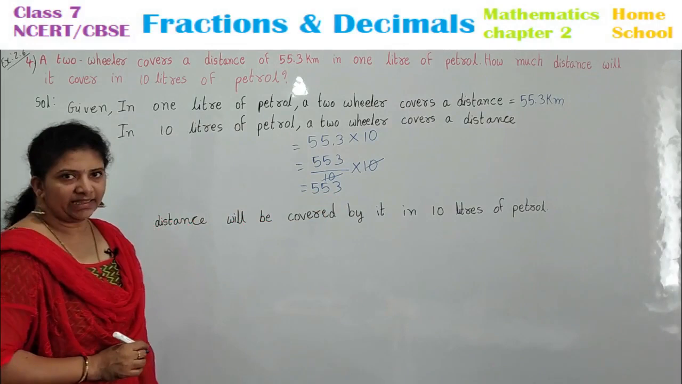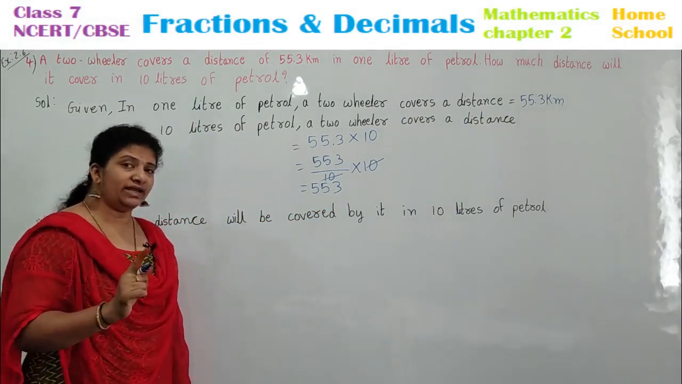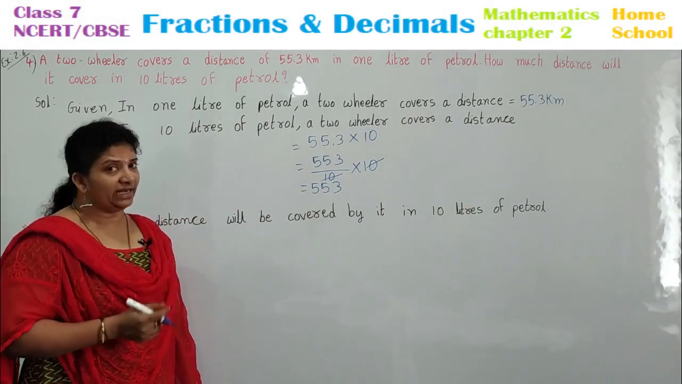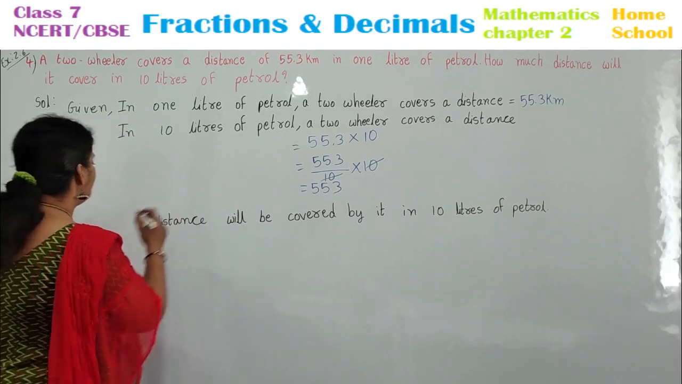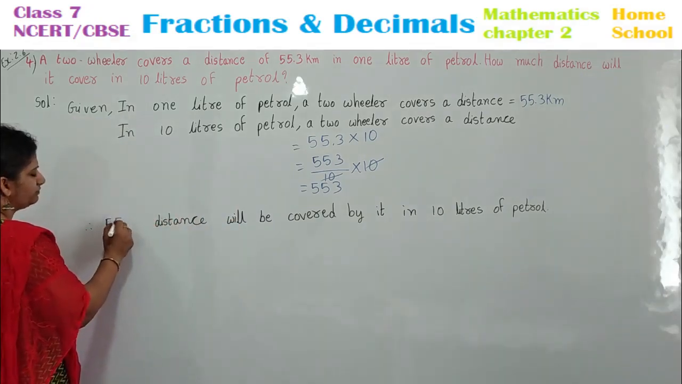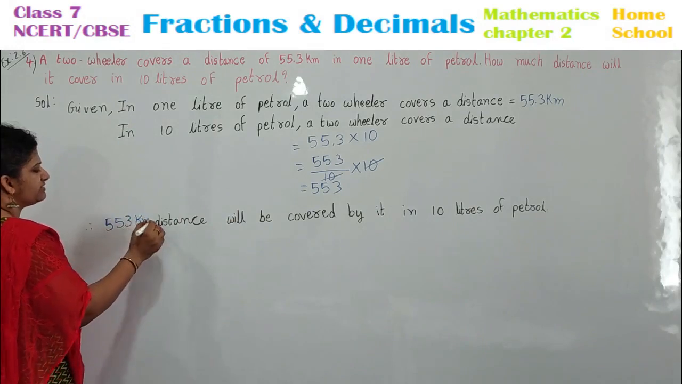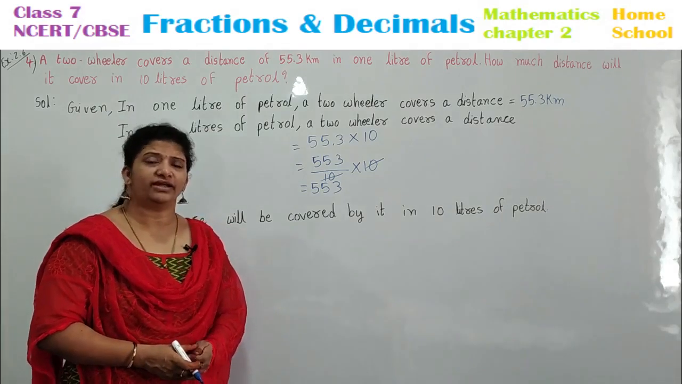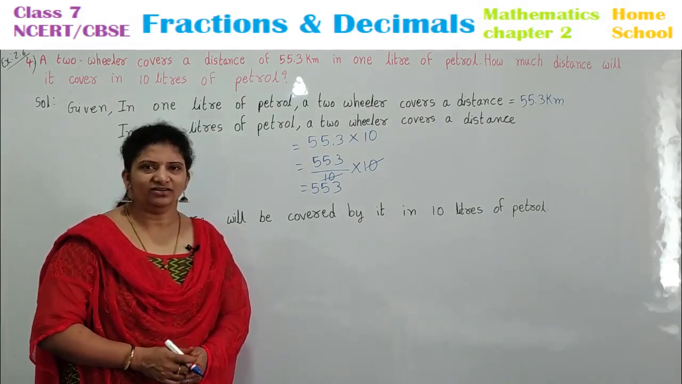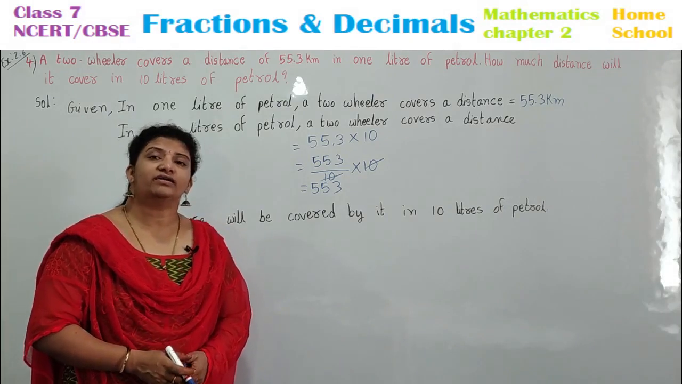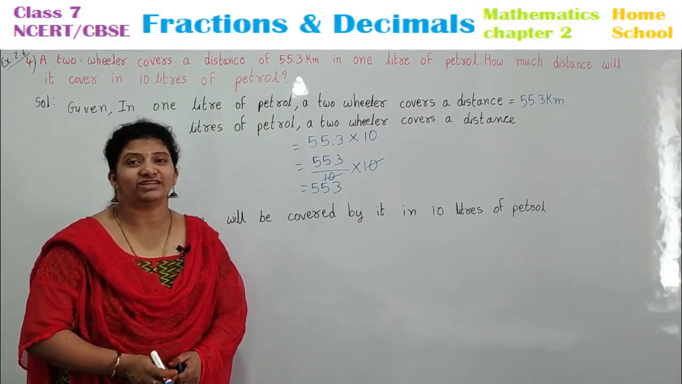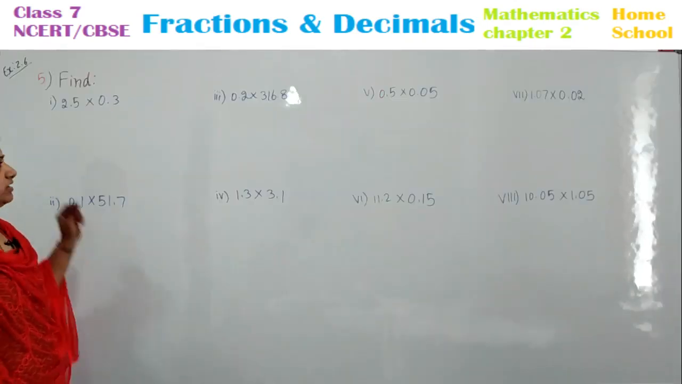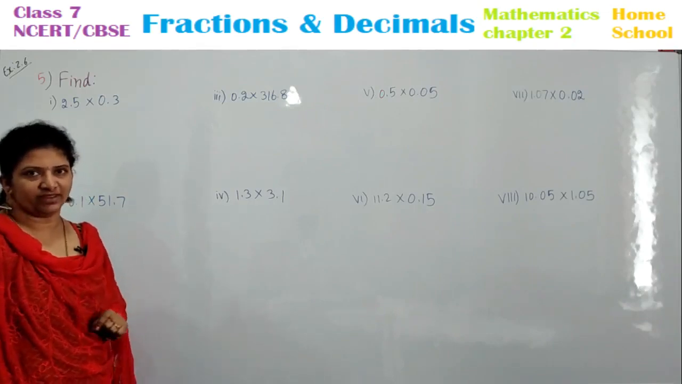What is your answer? 553. Finally, therefore, if I have 1 liter, I can travel 55.3 kilometers. In the same manner, if I have 10 liters of petrol, I can travel 553 kilometers. 553 kilometers distance will be covered in 10 liters of petrol by the two-wheeler. Is this clear?